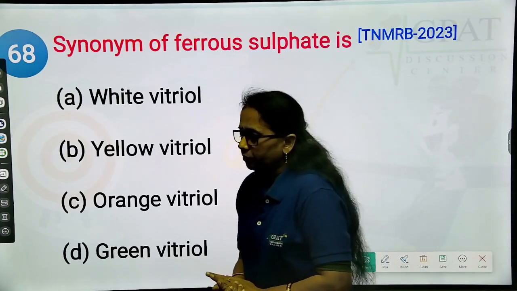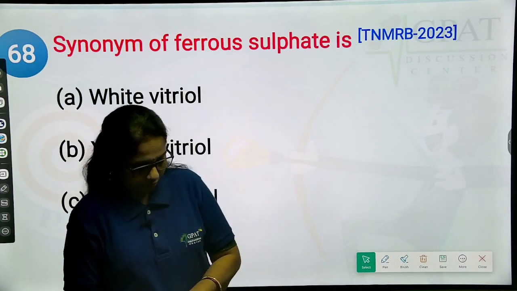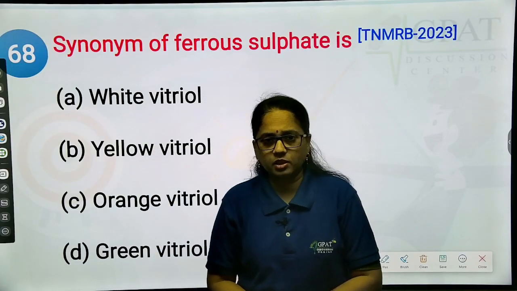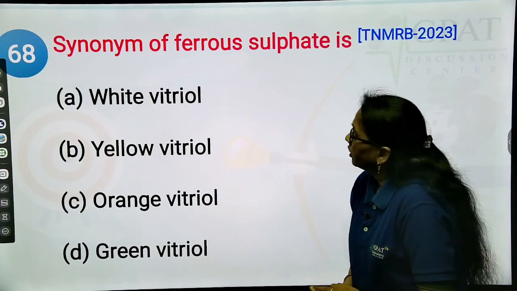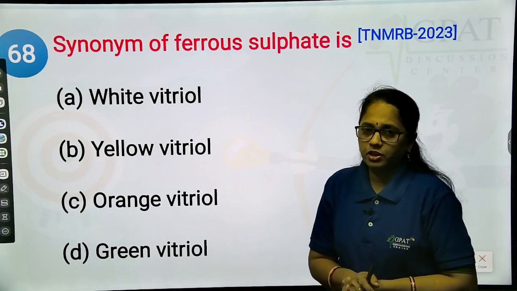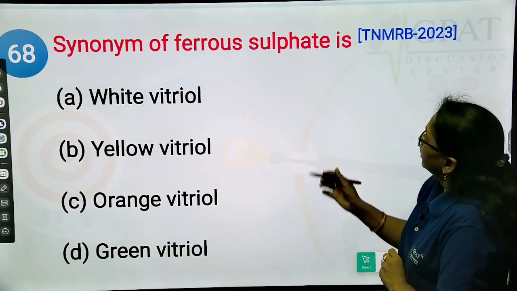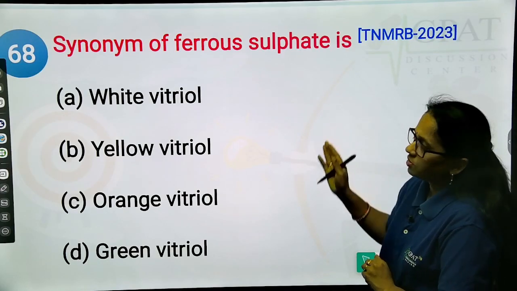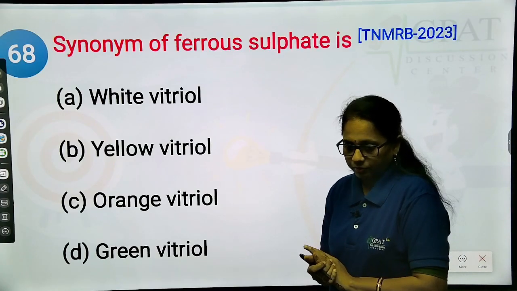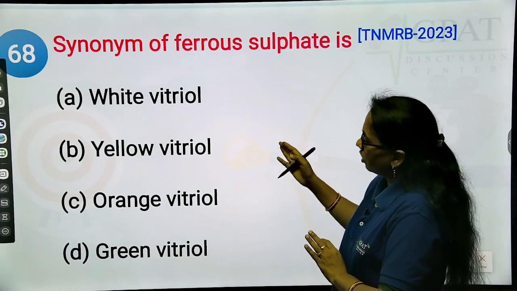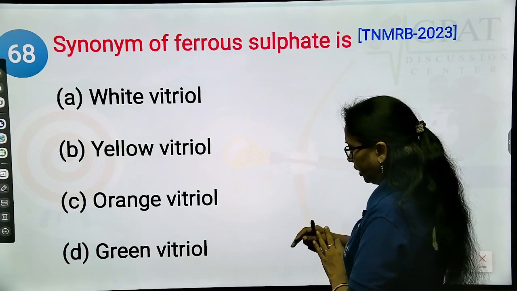Next question, synonym of ferrous sulfate. We know very well that ferrous sulfate is used in the identification in qualitative analysis in our inorganic chemistry. It is the general name they are asking for, ferrous sulfate. White vitriol, yellow vitriol, orange vitriol, green vitriol.